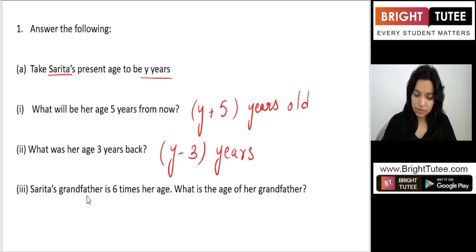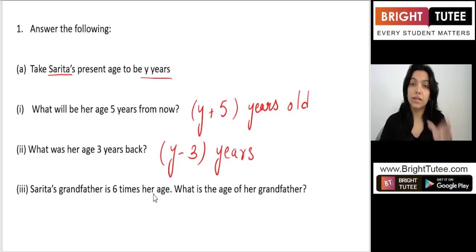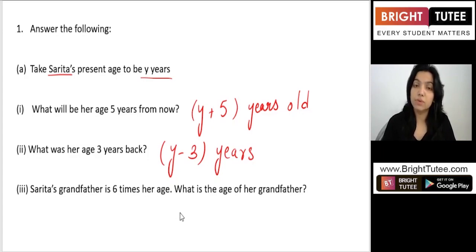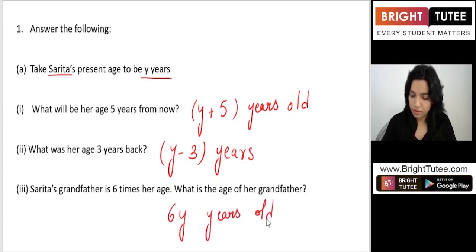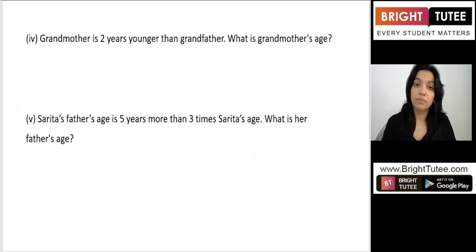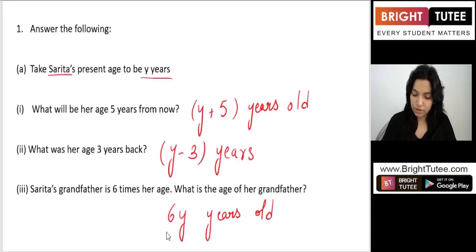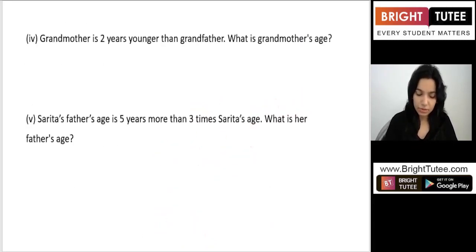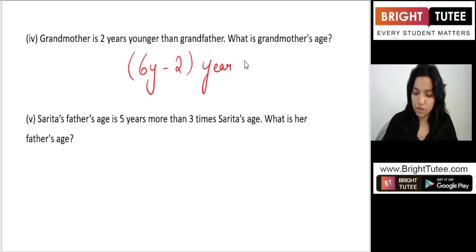Right. So Sarita's grandfather is 6 times her age. Right. So 6 times means we multiply it. So what is the grandfather's age? It is 6y years old. Okay. Now the next one, grandmother is 2 years younger than grandfather. So we have just calculated that grandfather is 6y years old and grandmother is 2 years younger than that. So 6y take away 2 is the age of grandmother. So she was 6y minus 2 years old.